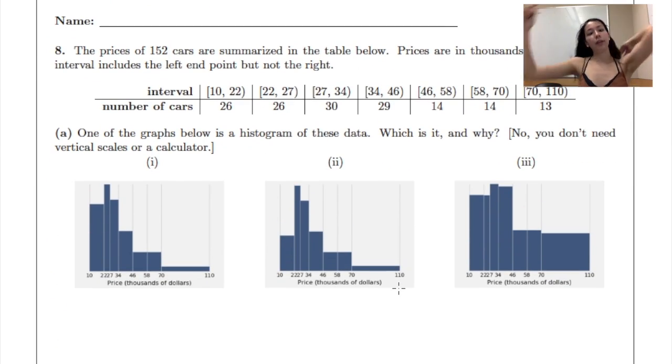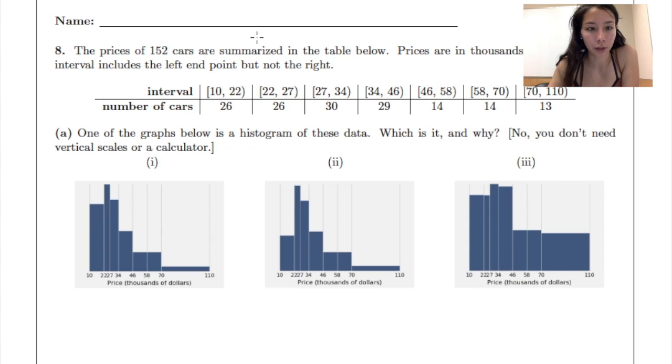So now we're moving on to number 8. So the prices of 152 cars are summarized in the table below. Prices are in thousands of dollars. Each interval includes the left endpoint, but not the right. So the first thing I do when I see something with intervals like this is I normally write out what the intervals are, because it just helps me to visualize things better and understand what the graph, or the histogram, is going to look like.